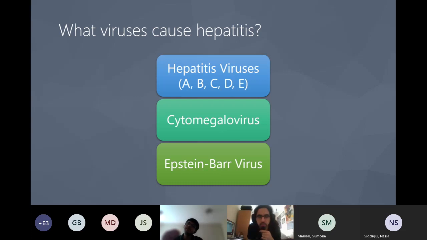So, slightly rogue question. I've been on holiday, which I obviously haven't, to South America, and I've come back and I've got a new onset of jaundice. What are you considering then, infection wise? So yeah, hepatitis A is still probably the most common thing because you can get it from food sources.